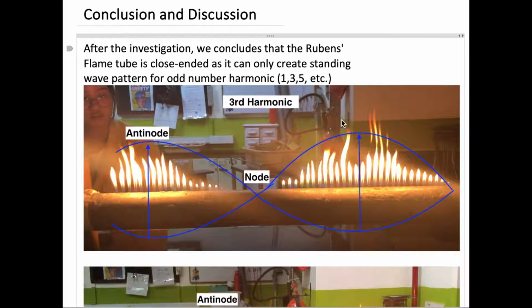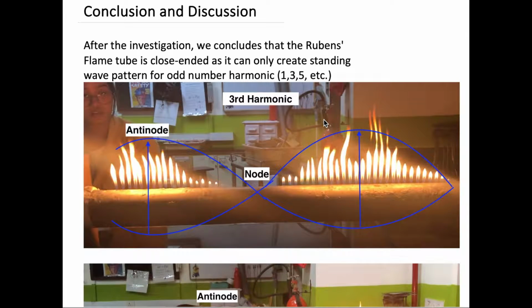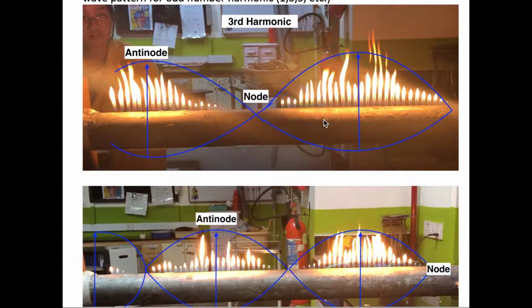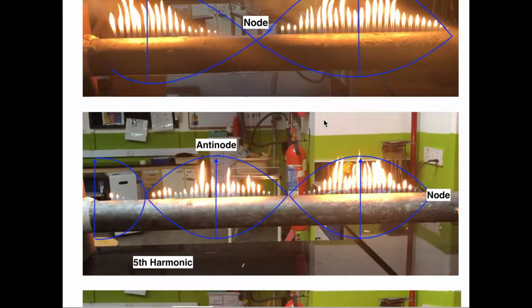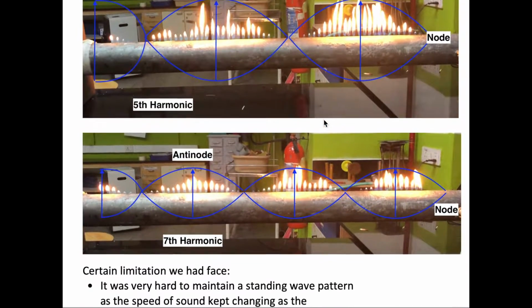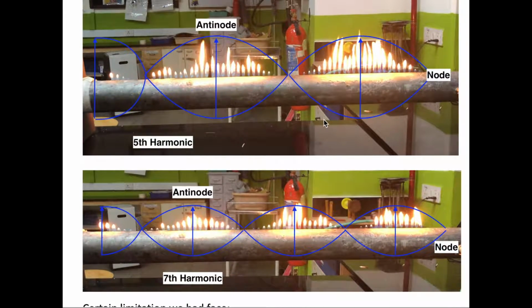And discussion. After the investigation, we conclude that the Rubens flame tube is closed-ended, as it can only create standing wave patterns for odd-numbered harmonics, like 1, 3, and 5. For a closed-ended pipe, there will always be a node at the closed end and an antinode at the open end.